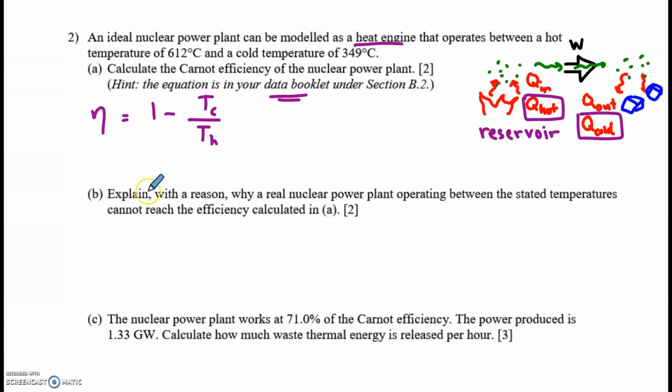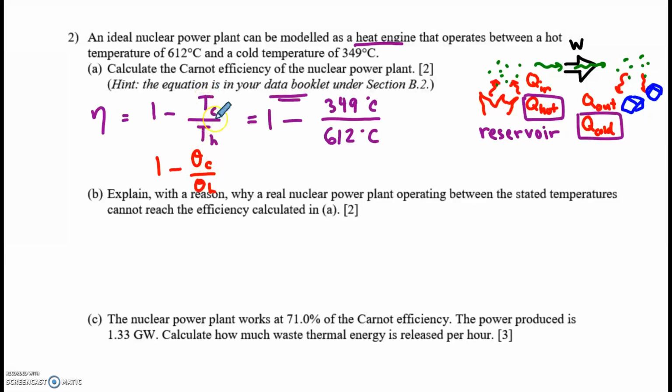And what's part B saying? Oh, it's saying, why isn't the nuclear power plant this perfect? Why doesn't it get all the way up to this perfect ideal efficiency? By the way, before we move on, this is wrong. I just made a mistake, and look, I just made the same mistake again. What's my mistake? The equation is not theta hot, cold over theta hot.